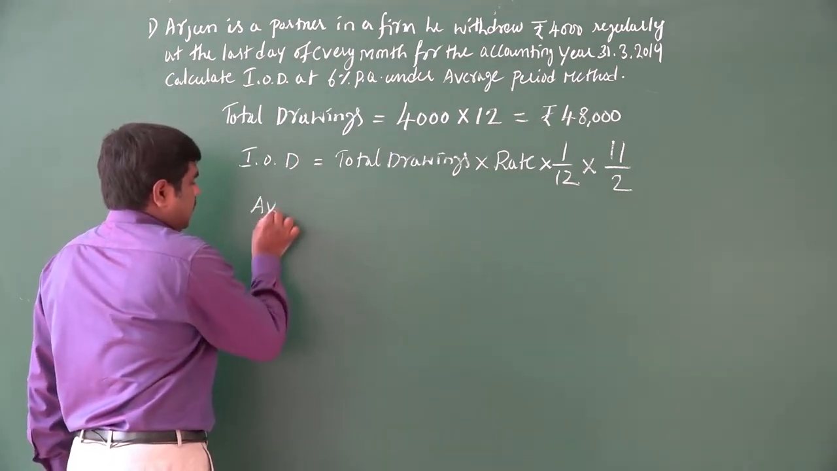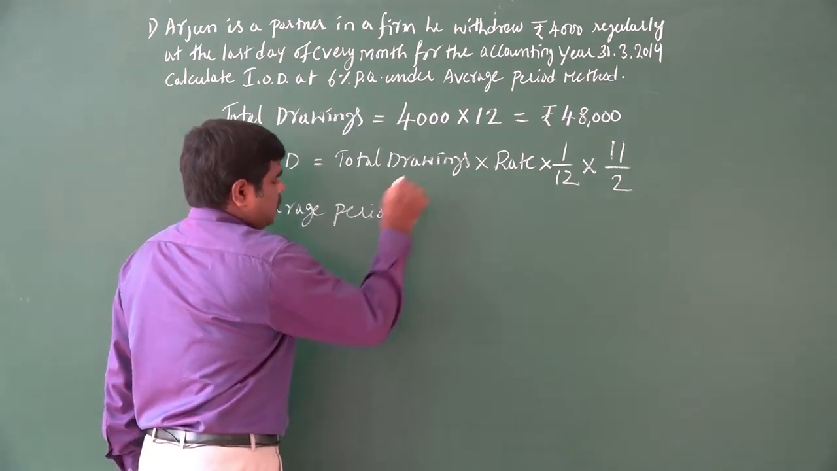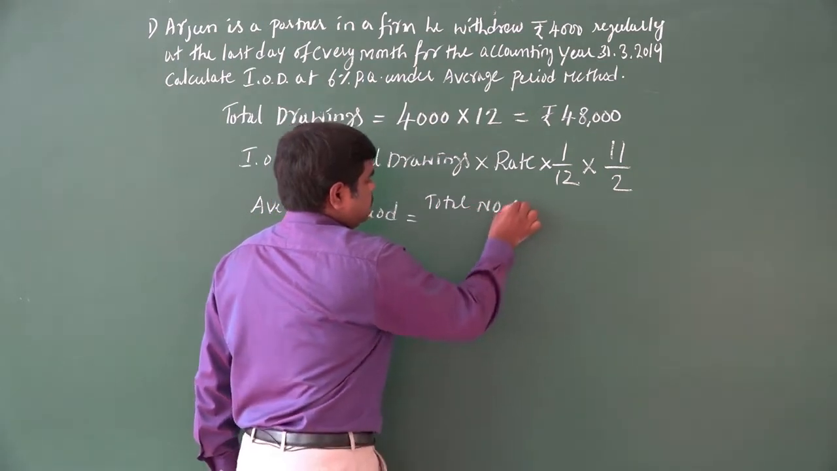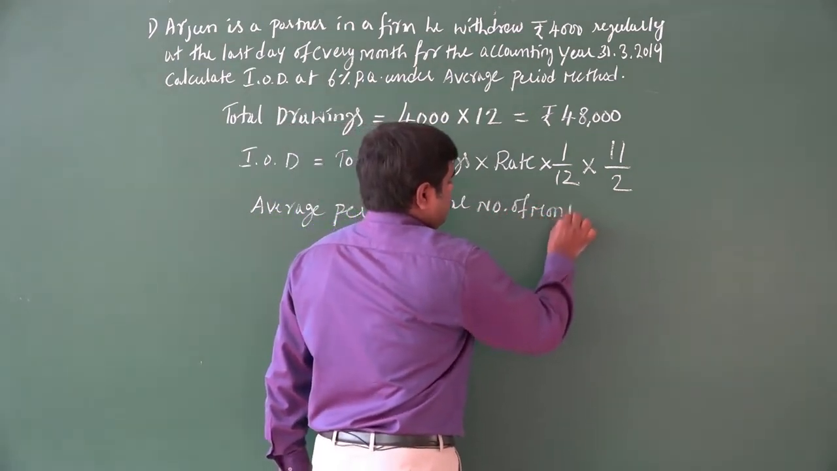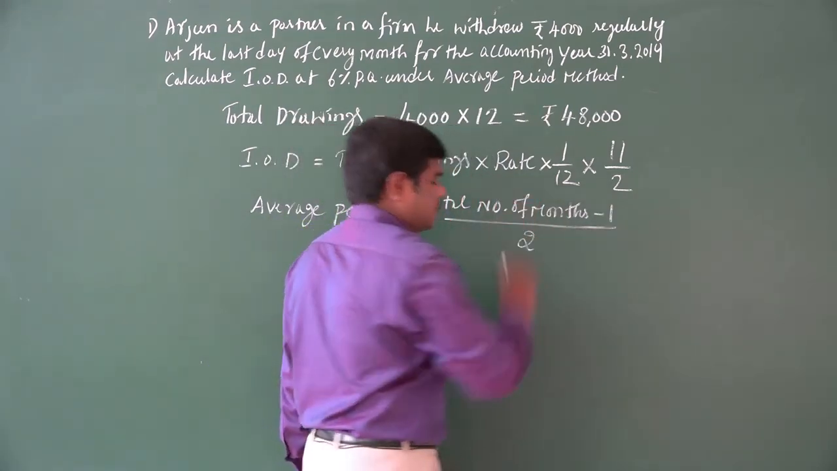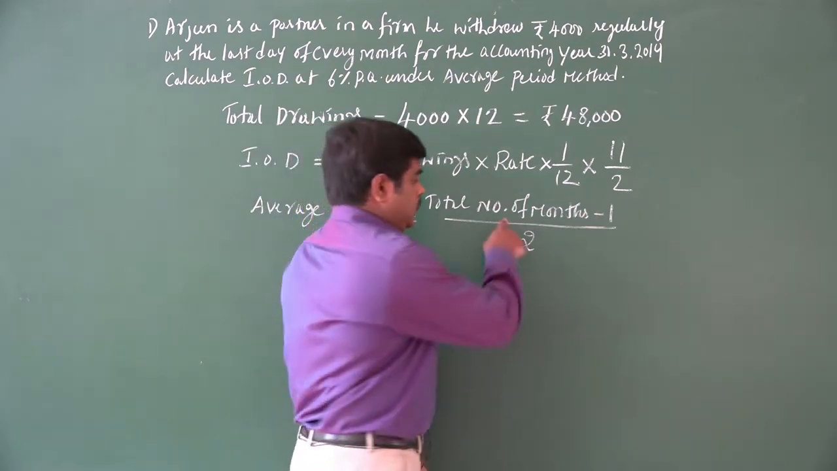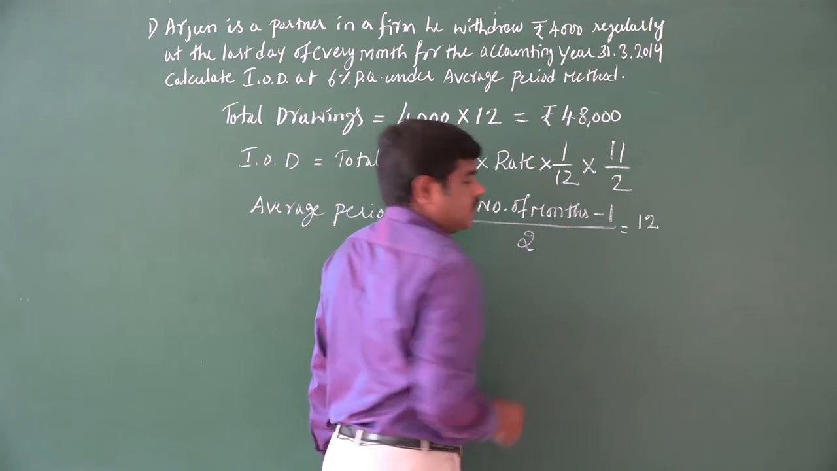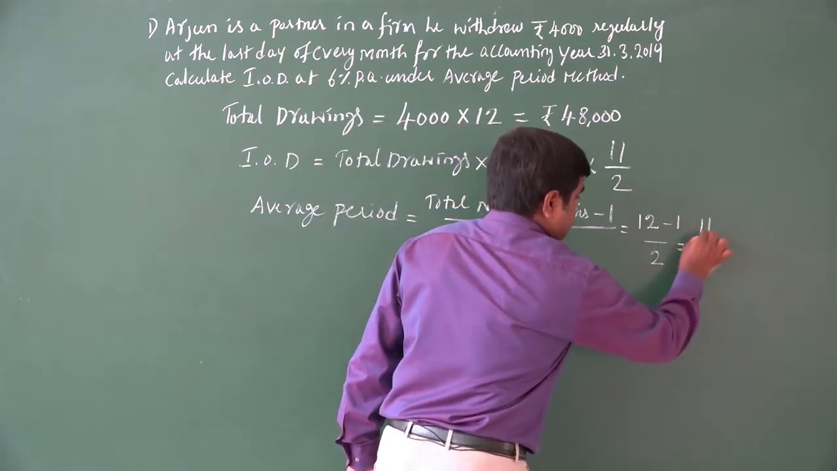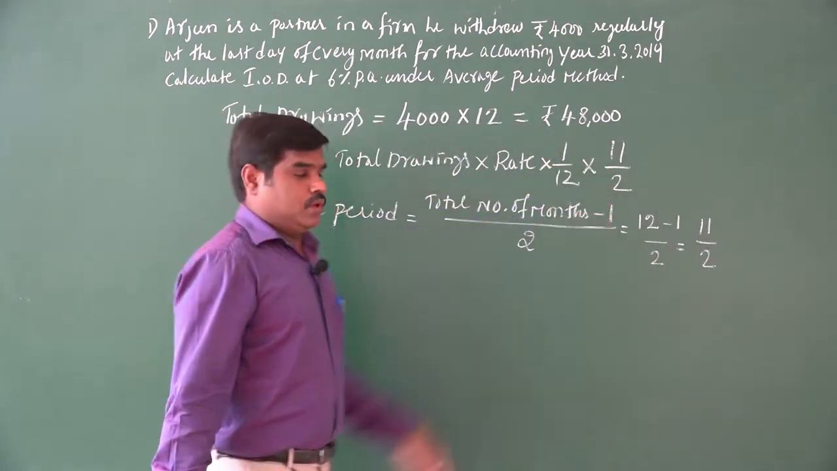Next, average period is equal to total number of months minus 1, divided by 2. Total number of months is 12, minus 1, divided by 2. So 11 over 2. Average period is 11 over 2.